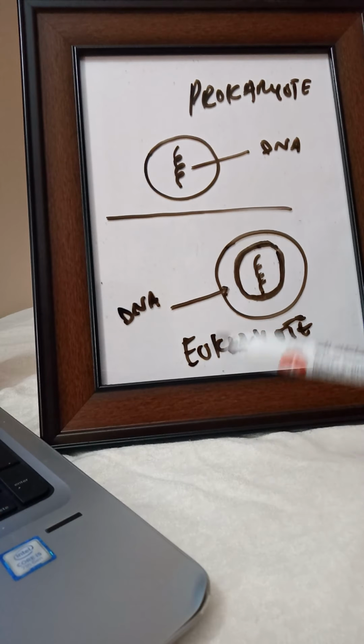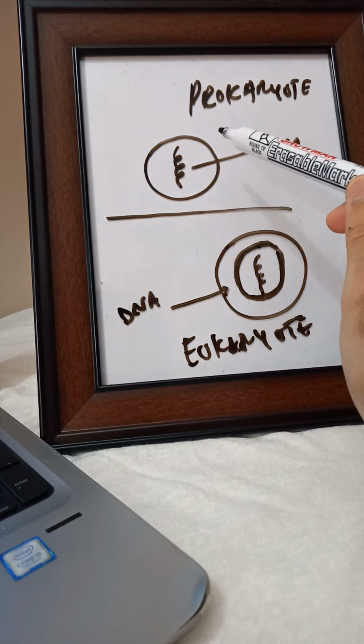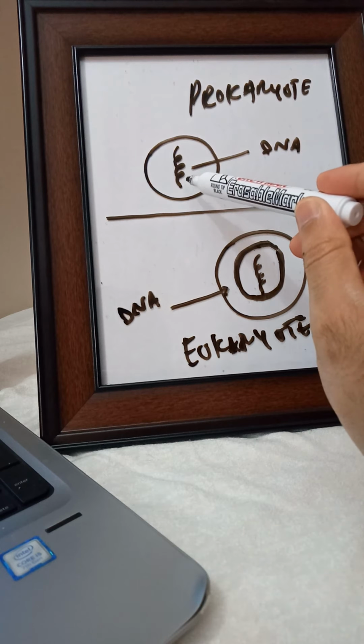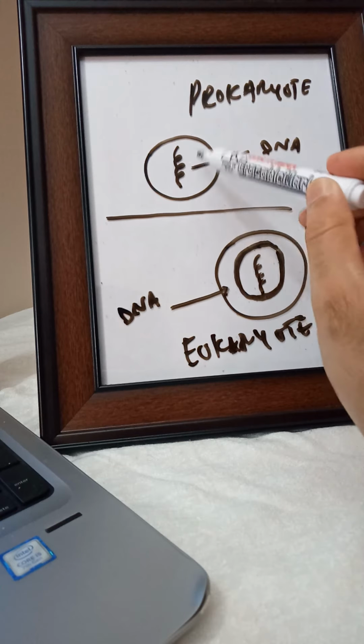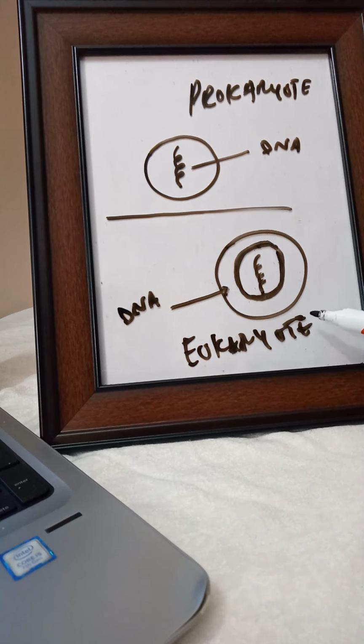So the definition is, in the case of prokaryotes, the DNA is not covered. It is present inside the cell, but it is not further covered. While in the case of eukaryotes, the DNA which is present inside the cell is further covered by a membrane. And when this DNA is further covered in a small chamber inside the cell, this small capacity inside the cell is called a nucleus.